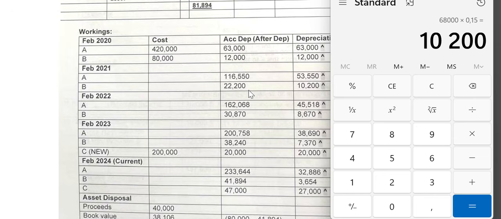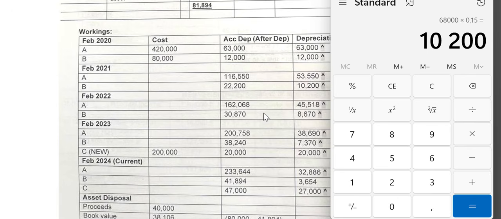of 22,200. Now when you do the end of year 3, you take the cost price minus the accumulated depreciation times by 15%, gives you 45,518. 45,518 plus 116,550 is 162,068.